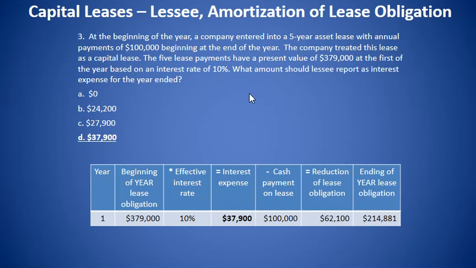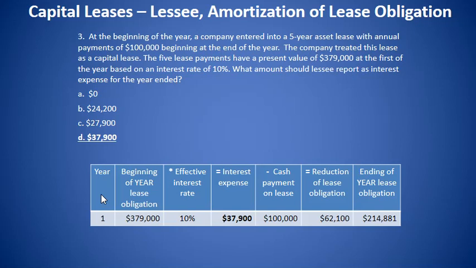Okay, the question to number 3 again is, what amount should the lessee report as interest expense for the period ended? In this case, it'll be D, $37,900. Remember, we made the payment at the end of the year, and we're asking what amount should the lessee report as interest expense for the year ended.